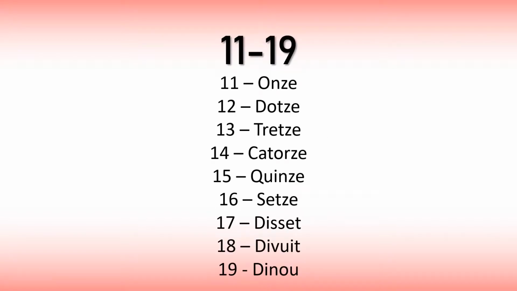So the following numbers from 11 to 19 don't really follow the general rule for number construction in Catalan, so they have specific names for themselves. 11, onze. 12, dotze. 13, tretze. 14, catorze. 15, quinze. 16, setze. 17, disset. 18, divuit. And finally 19, dinou.